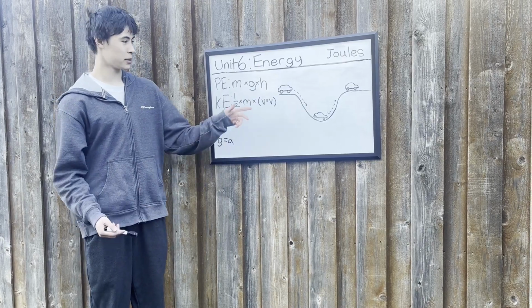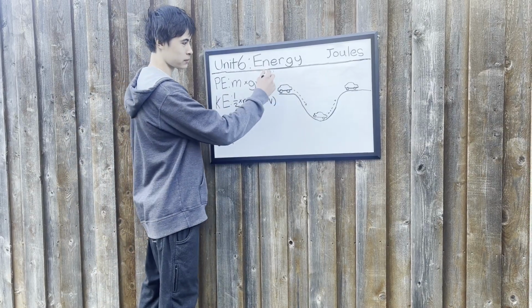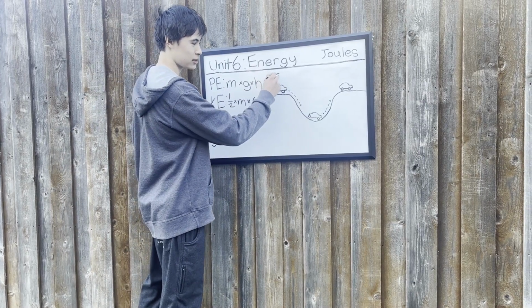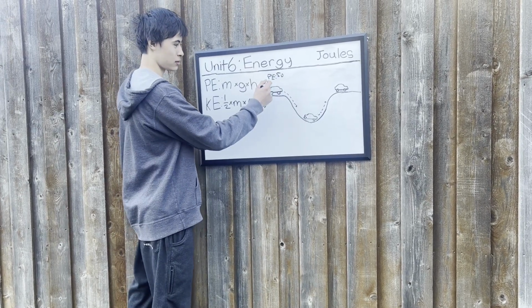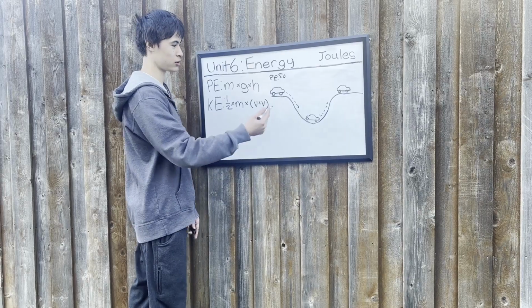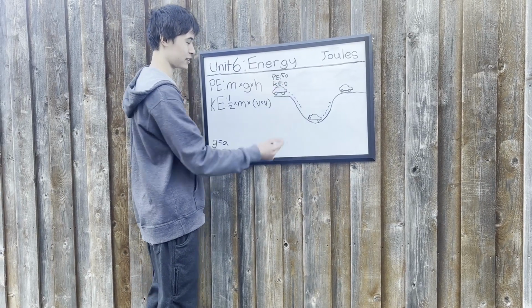Now, I'm going to demonstrate this with a car. Since it's not moving up here, it has potential energy, and let's give it 50 joules. It's not moving? Nope. So, there's no kinetic energy. So, there's 0 joules in the kinetic energy.